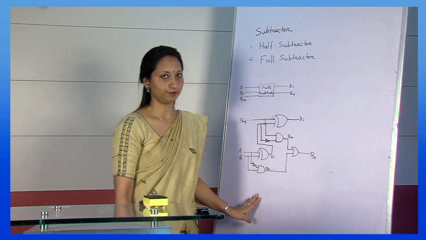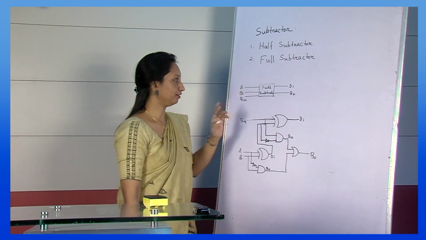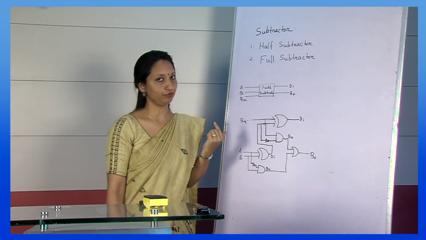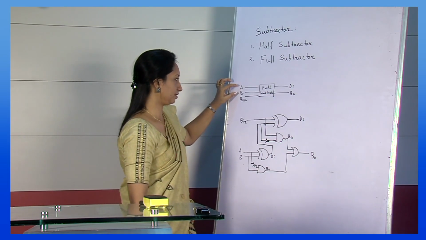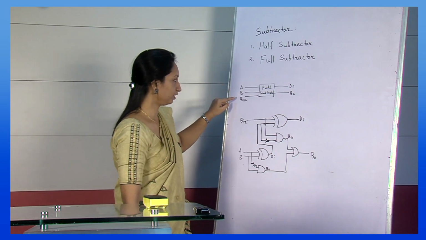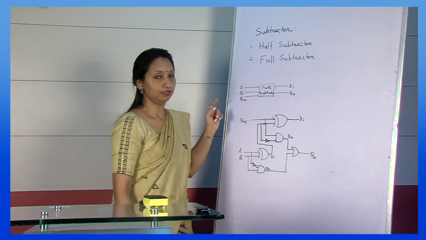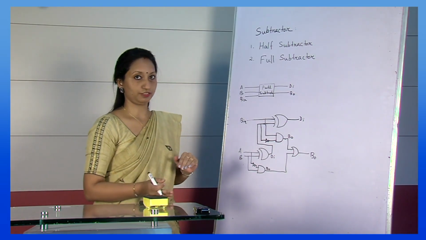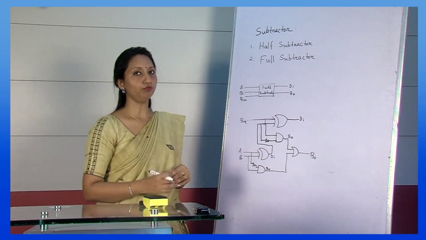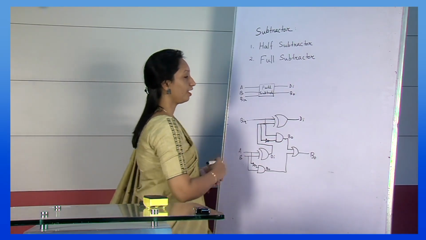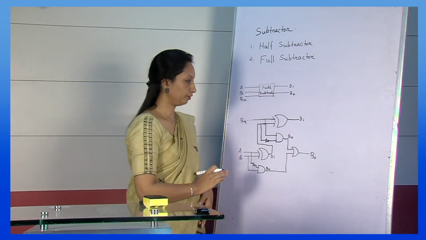In the case of the full subtractor, there are 3 input bits and 2 output bits, similar to the full adder. Here the 2 input bits, that is A and B, mean one input is subtracted from the other, and the third input is the borrow of the previous stage. That means borrow from the previous stage is the third input for the full subtractor. And there are 2 outputs, one is the difference and the other is the borrow output.